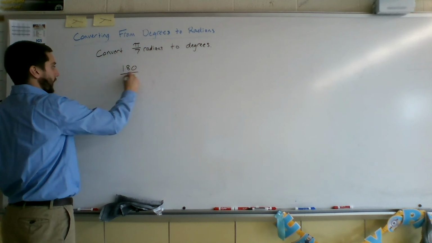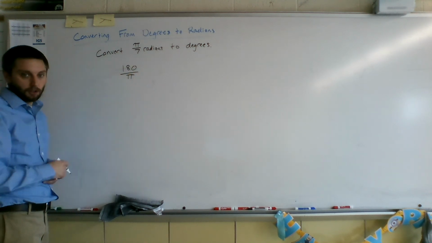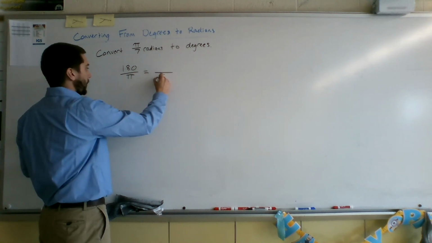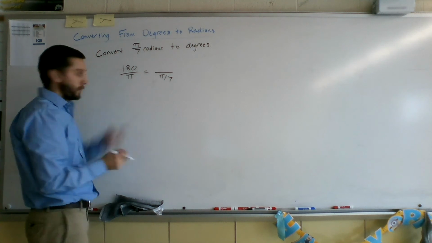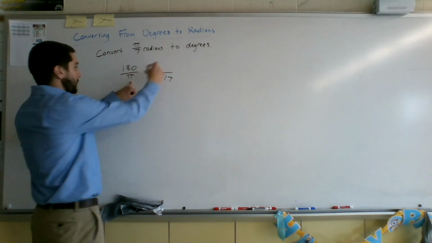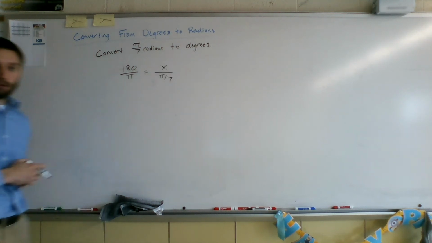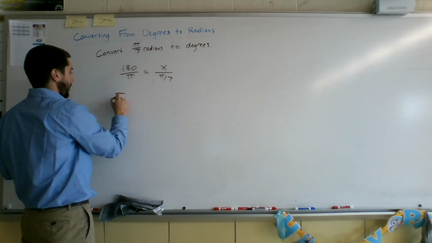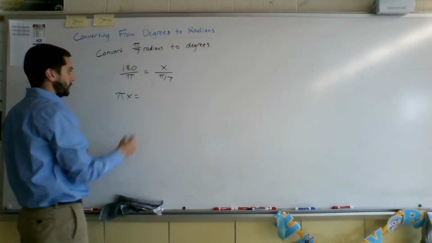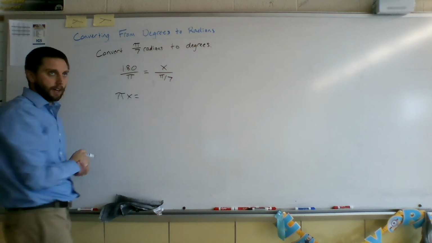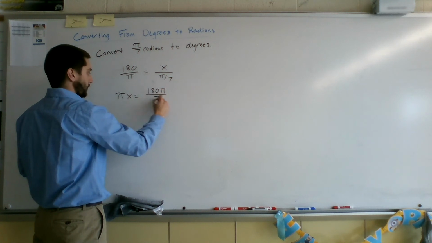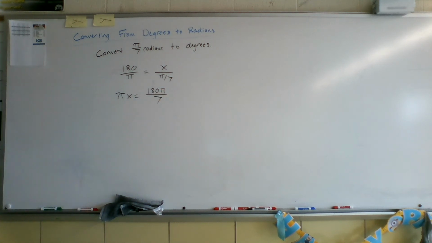180 over pi. That's probably a good solid one to go back to. Equals. So I know pi over 7, so that's going to go on the bottom because it matches up with pi radians here. And then x on the top, because that's what I'm trying to solve for. So I'm just going to cross multiply. So I get pi x equals 180 times pi over 7. So that'd be 180 pi over 7, I think.